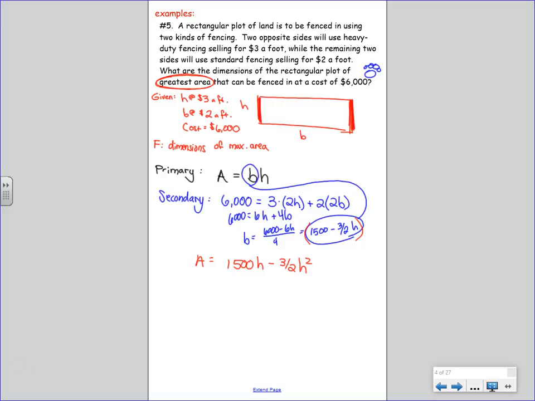Okay, so we have our function in terms of one variable. Now I'm going to take a derivative because I'm trying to find my critical numbers. Derivative of 1,500H is just 1,500. Bring down the 2, I have 3H. Set equal to 0. My critical number is at 500.